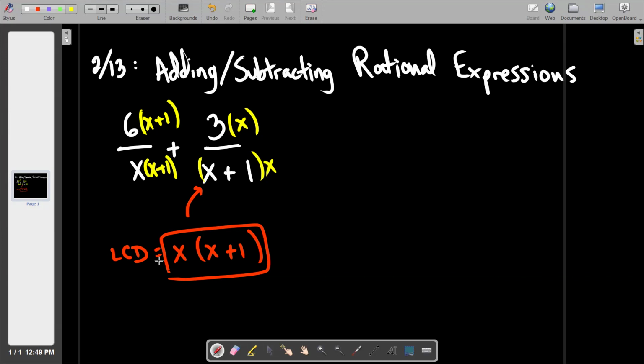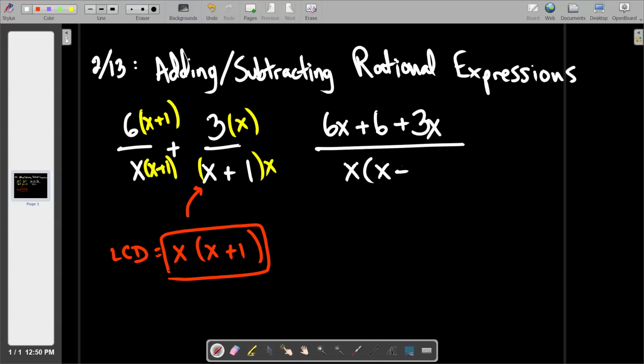At this point in time, it becomes a pretty basic algebra problem. It's all just a collection of basic skills at this point. So I'm going to take my top and work it out. So it's going to be 6x plus 6 plus 3x over x times x plus 1. The thing about fractions is once you make their bottoms the same, then you can freely add or subtract the tops, as long as you put the bottom back as what that sameness is.